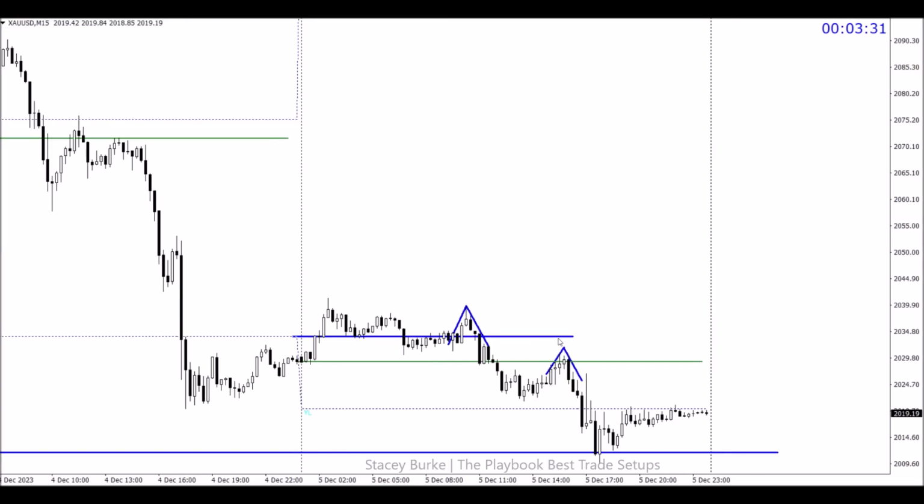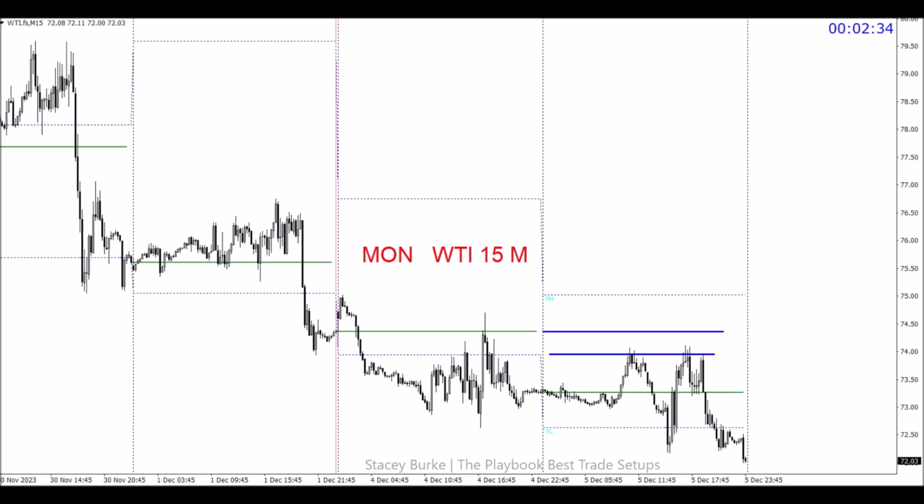Breakout, pullback, continuation, easy free cash, out before the news. If a trader so chooses to re-enter, and I will often trade gold on news because it moves, we had a measured move potential as a range expansion profit target on that trade. Next, we will look at oil.